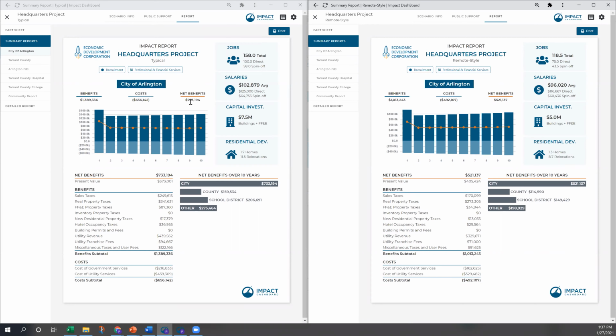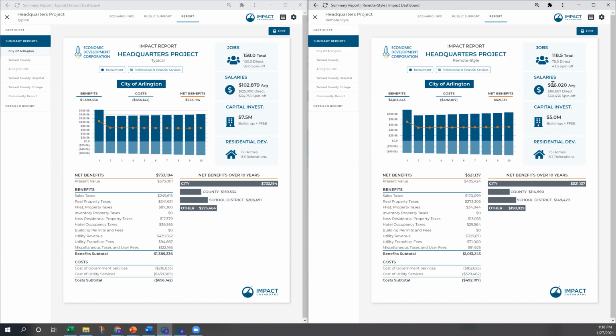It's the $733,000 in net benefits. On the right-hand side, we've got that remote style project, and that is where again, we only have the 75 direct workers. So our total job count is a little bit less than the full one. So 118 jobs versus 158. We can look at our salaries.